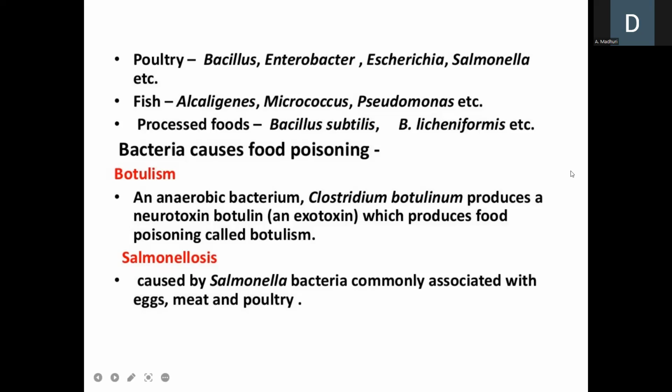Salmonellosis is caused by a bacteria called Salmonella.